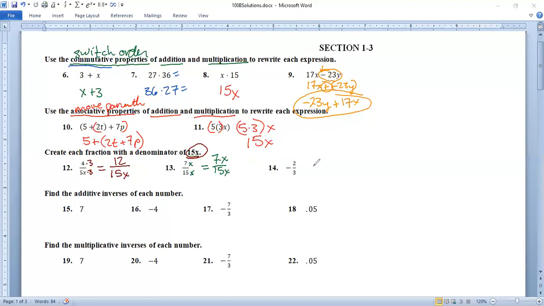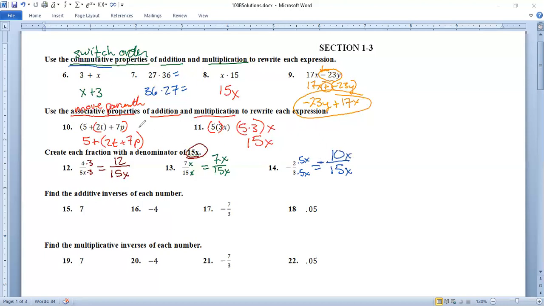And here we've got a times by something. So we get 15x on the bottom. Let's put this 15x right here on the bottom. So we've got a times by, looks like a 5x. 3 times 5 will give us 15, and then the x will go along. So we get a negative 10x over 15x.